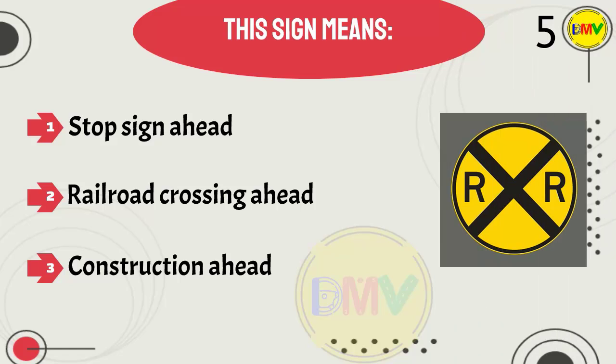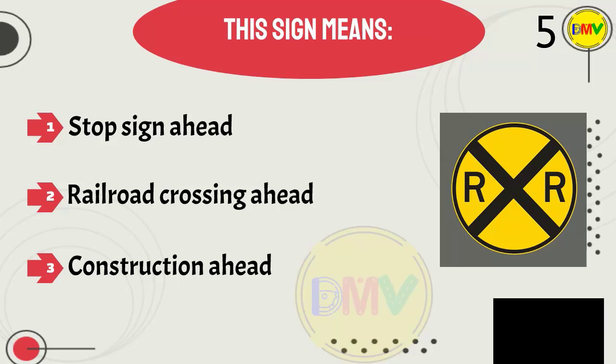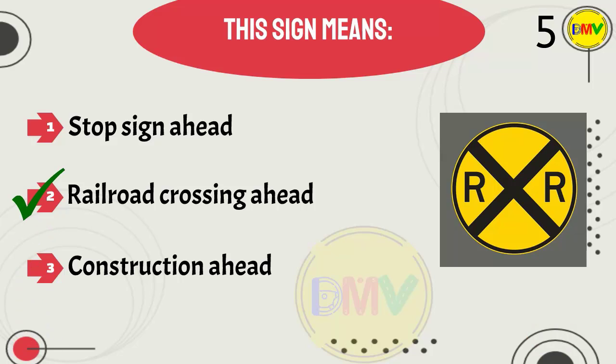The question 5. This sign means 1. Stop sign ahead. 2. Railroad crossing ahead. 3. Construction ahead. The correct answer is 2. A round sign always indicates that you are approaching a railroad crossing.